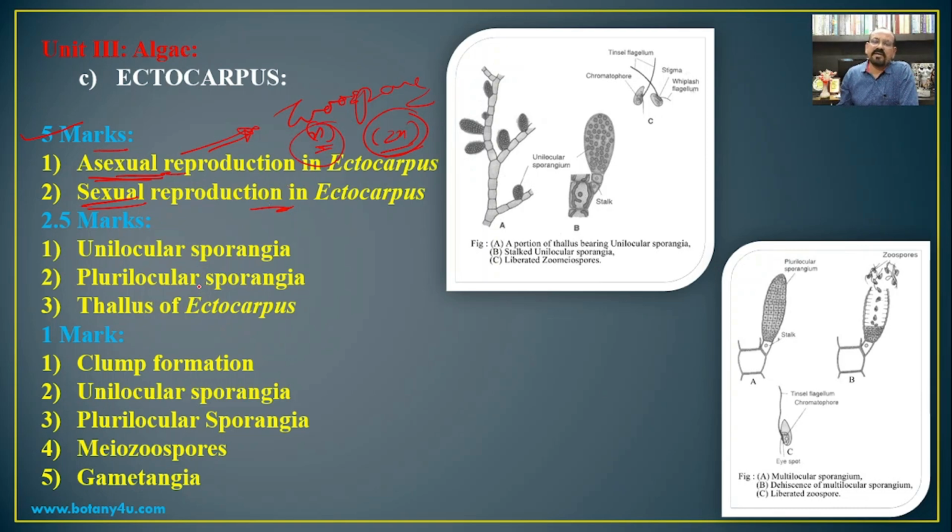So we have to provide the development of the zoospore in the case of asexual reproduction, and the development of the gametangia in the case of sexual reproduction, in which there is formation of the gametes or isogametes, and then there is a fusion between the gametes of the plus strain and the minus strain.